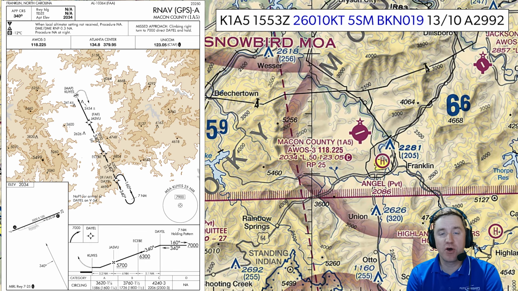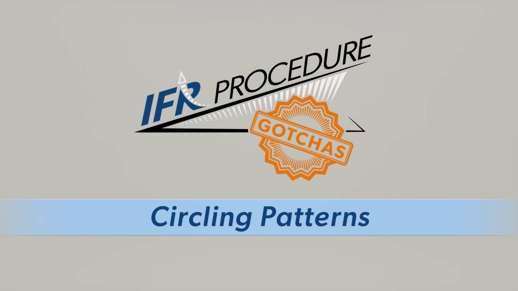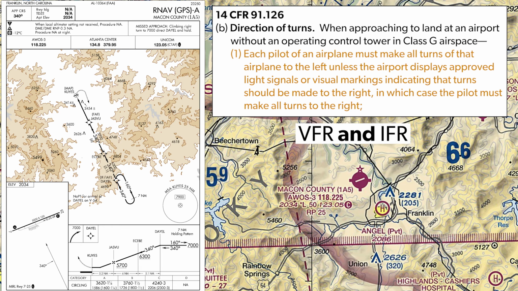Okay, the issue here is that although we are IFR, we do still need to comply with the rules for direction of turns in the traffic pattern. That's a regulation, it's not a suggestion. FAR 91.126 says, each pilot of an airplane must make all turns to the left unless the airport displays approved light signals or visual markings indicating that turns should be made to the right, in which case the pilot must make all turns to the right. Note that it doesn't make any exceptions for IFR. We're still required to comply with this rule on a circling approach.